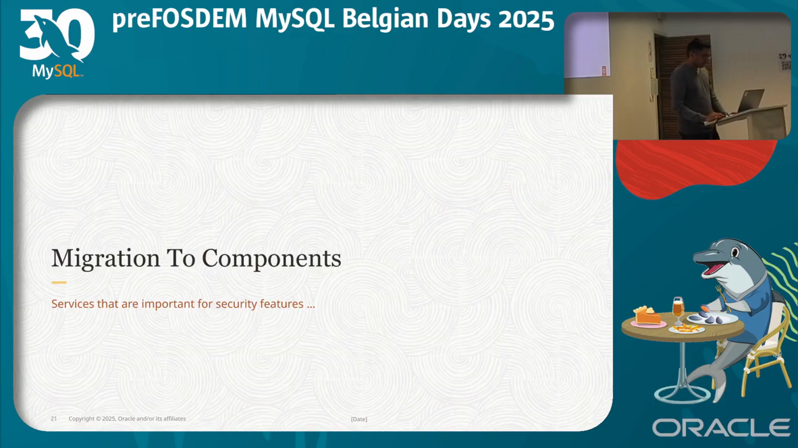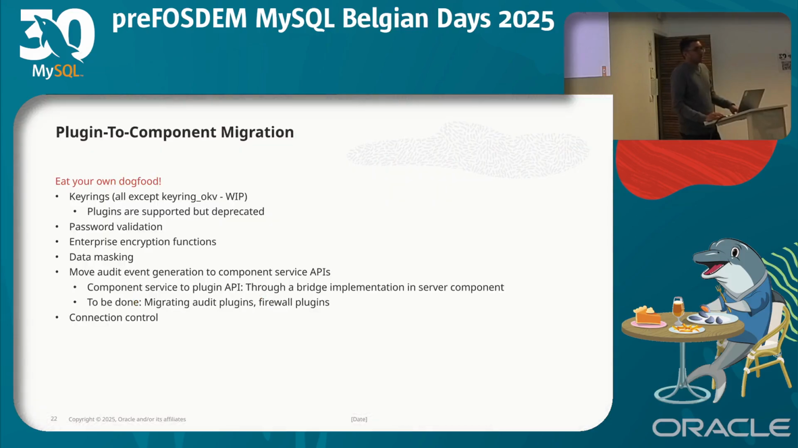All right. Migration to components is one more aspect that we have undertaken in the last 2 years, primarily because we have to eat our own dog food. We have been promoting components for quite some time, so unless we use them, there's no point. All keyrings have been migrated to components except keyring OKV, which is work in progress. This includes both commercial and enterprise keyrings. We also converted our password validation, data masking, and enterprise encryption functions to components.